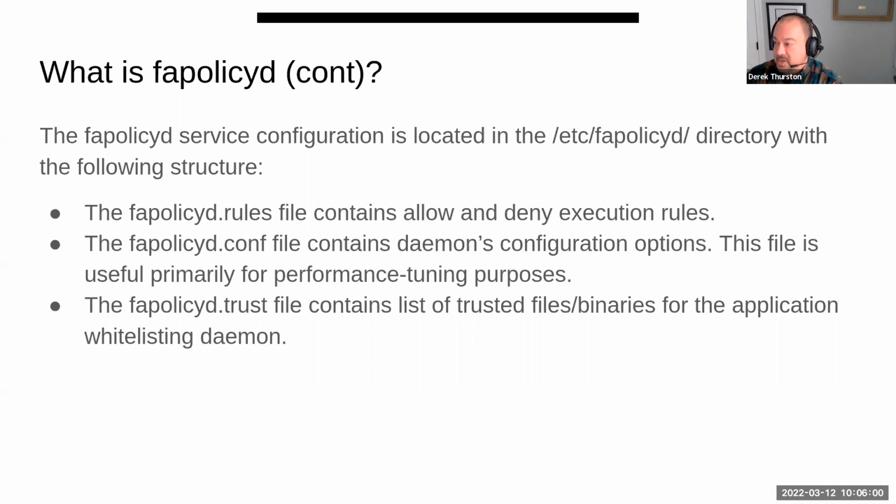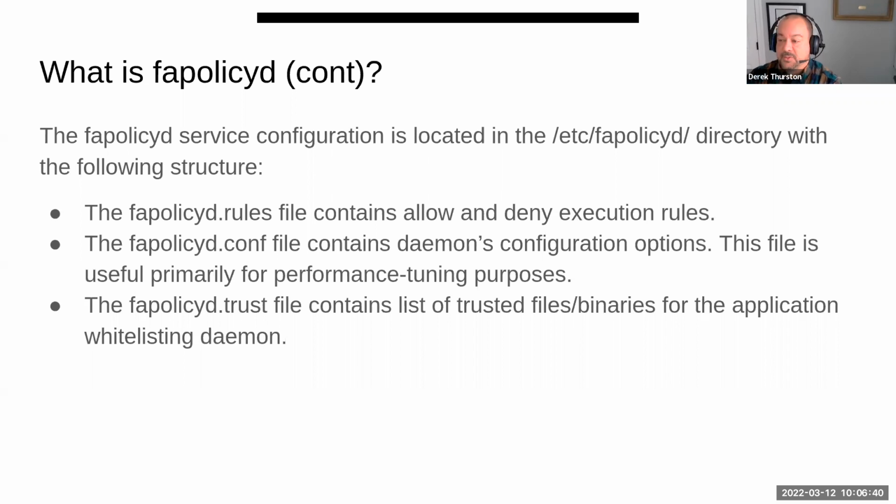So under /etc/fapolicyd is a rules file, and that is a file that's listed in order, and it executes based on that order. So your deny all would be at the bottom, and your considerations for allows would be closer to the top. The configuration file configures the daemon's settings, and really this doesn't need to be touched unless you need to performance tune for some reason on your system. But by default, you probably don't need to touch this.